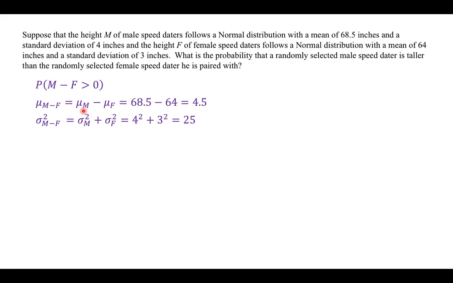For standard deviations, we're going to combine the variances together. So we add the variance for the males, which is standard deviation squared. It said the males had a standard deviation of 4 inches. The females had a standard deviation of 3 inches. So we square those, combine them together, we get 25. But we want the standard deviation, so then we need to take the square root of that, which is 5.